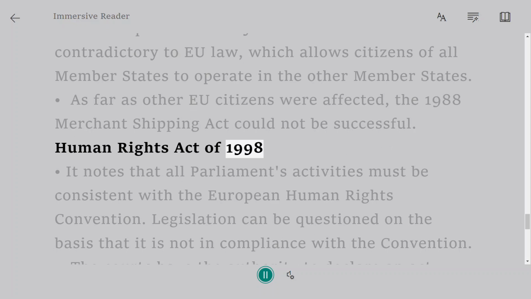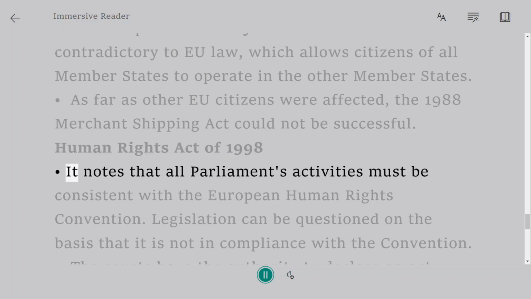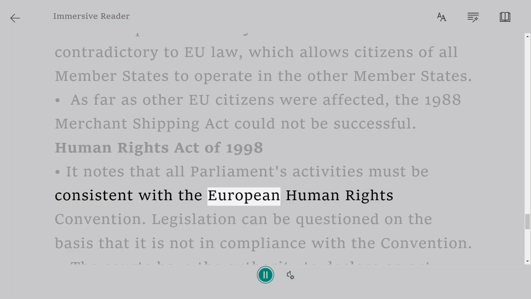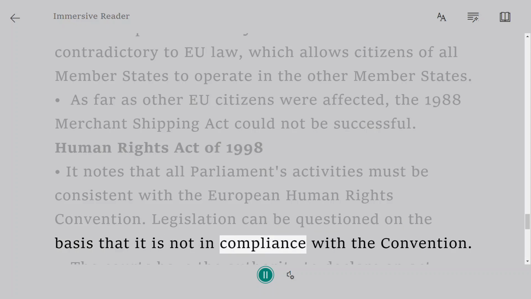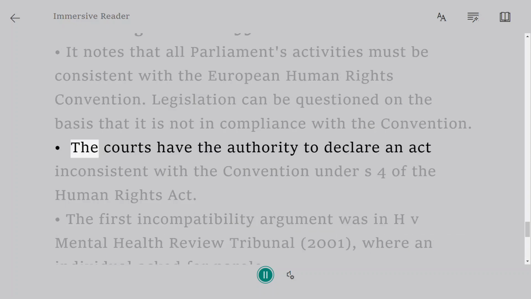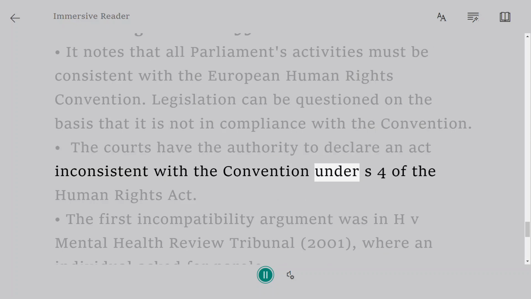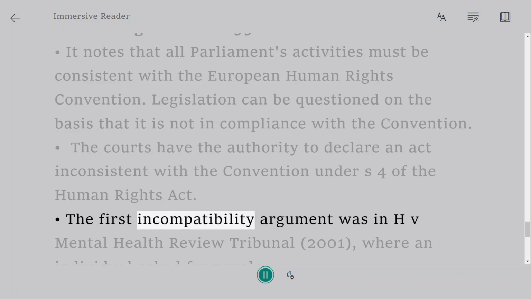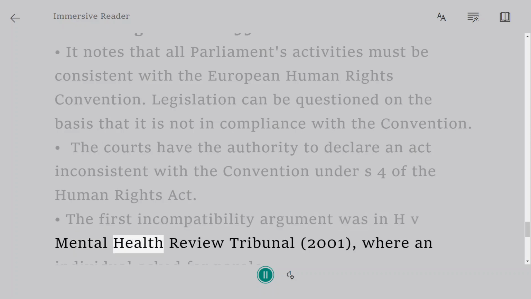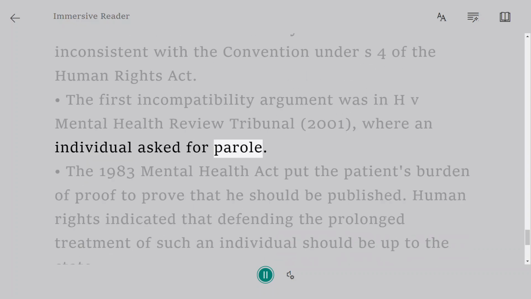Human Rights Act of 1998. It notes that all Parliament's activities must be consistent with the European Human Rights Convention. Legislation can be questioned on the basis that it is not in compliance with the Convention. The courts have the authority to declare an act inconsistent with the Convention under S.4 of the Human Rights Act. The first incompatibility declaration was in H v. Mental Health Review Tribunal, 2001, where an individual asked for parole.